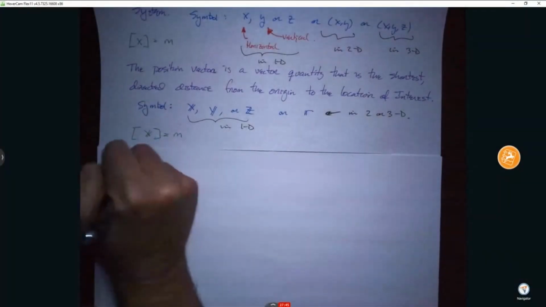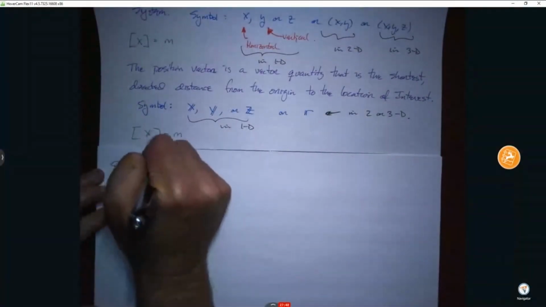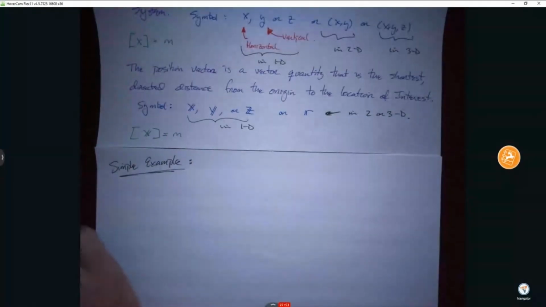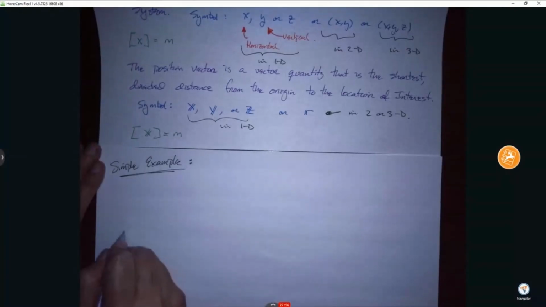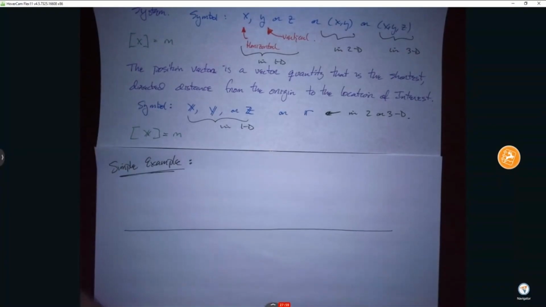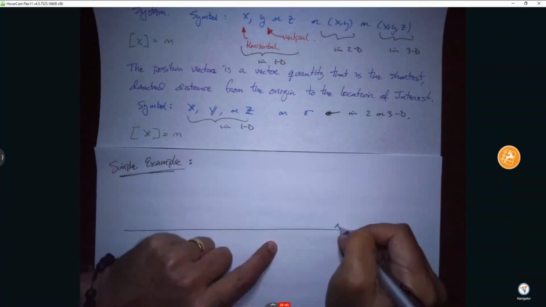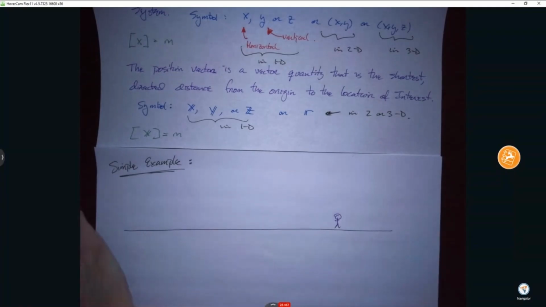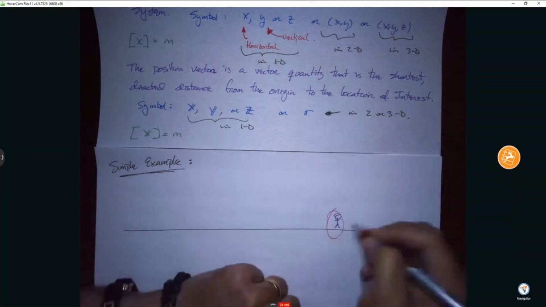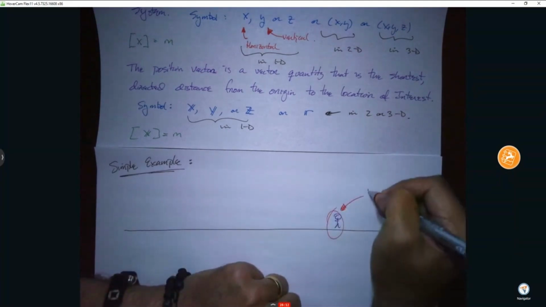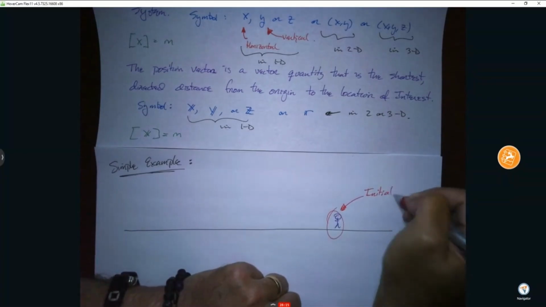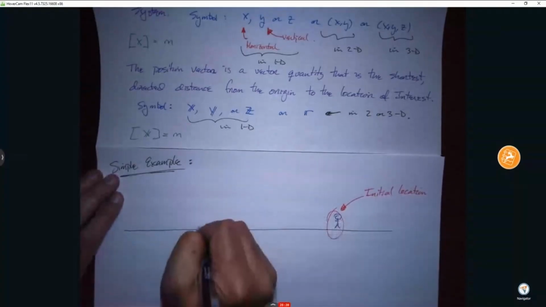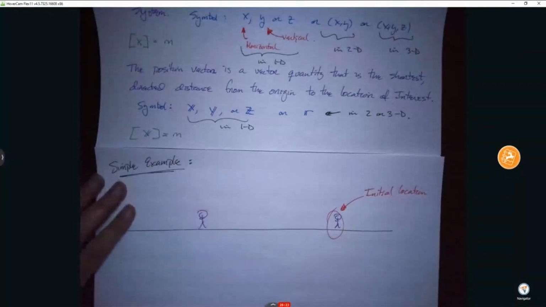Look at this. Okay, and so we're going to have our person, and they're going to start here. So this is going to be the initial location. And I'm going to have the person end, I don't know, over here.